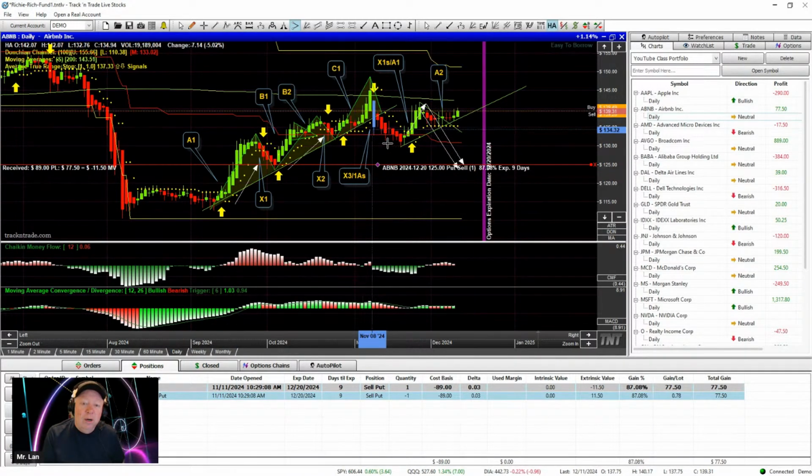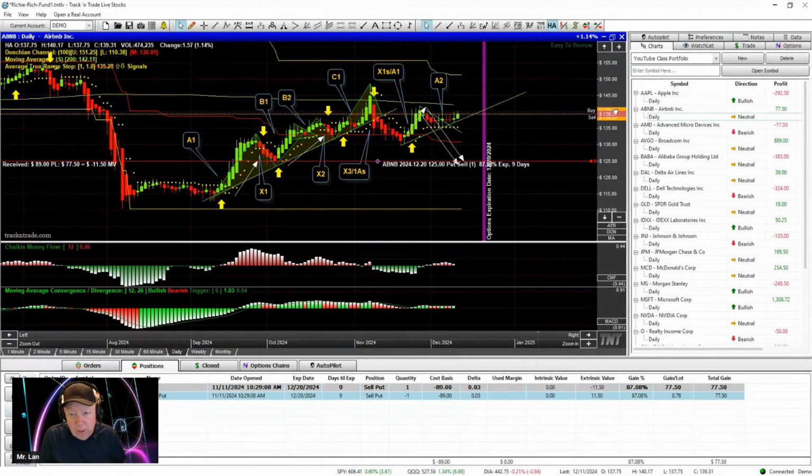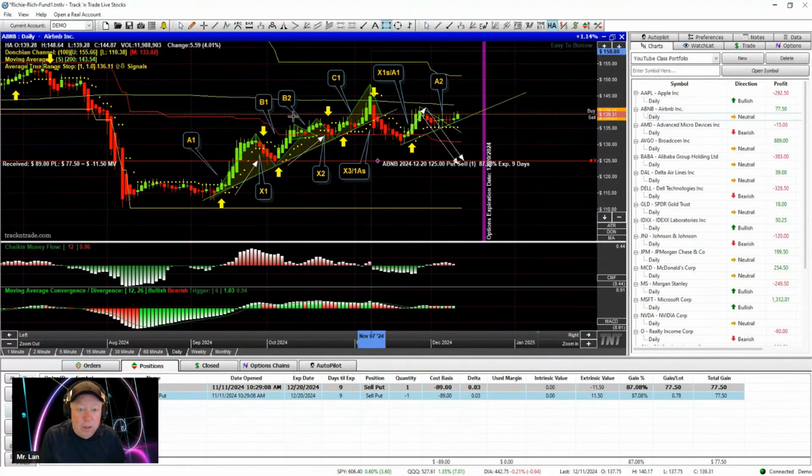So that's what we look for. And if a market's not doing that, well, don't trade it. So this is kind of what we look for. Now, where's the Darvas box come into play? Where's the Darvas box? Well, the Darvas box is the Elliott wave.